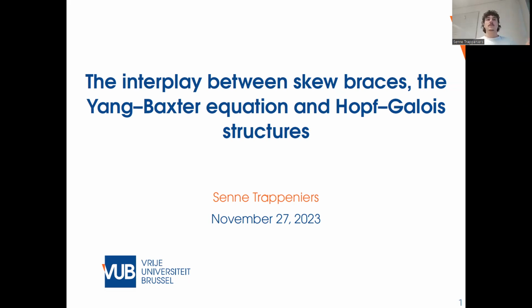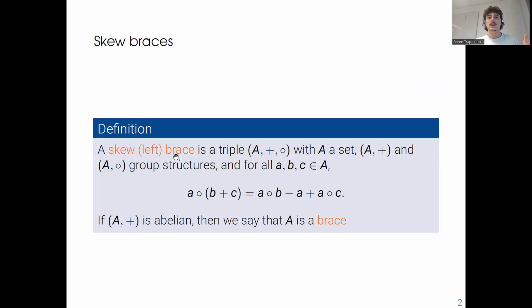Of course, I could start with the definition of a skew brace. A skew brace or skew left brace is a triple (A, +, ∘), where A is a set, and + and ∘ are group structures. For all a, b, c in A, we have this weird looking skew distributivity relation. If (A, +) is abelian, then we say that A is a brace or a left brace.